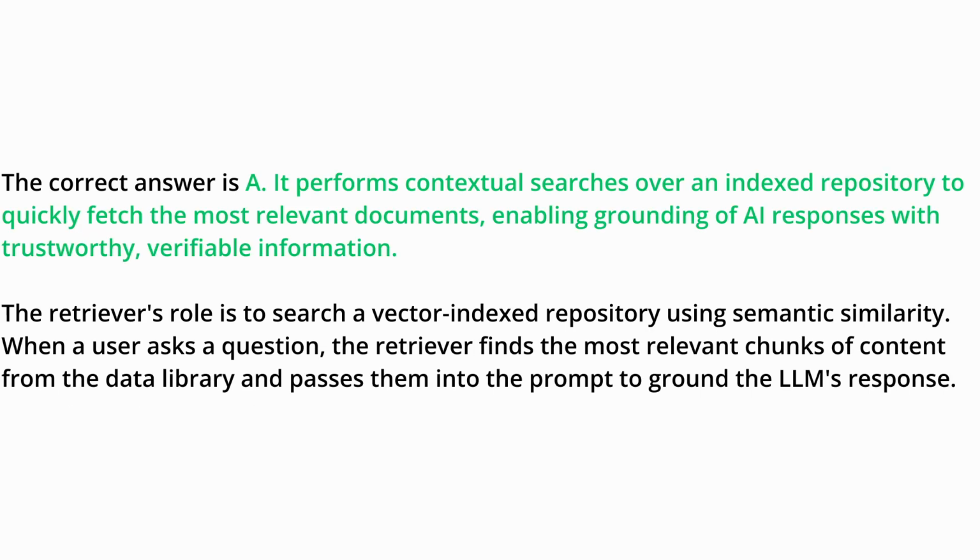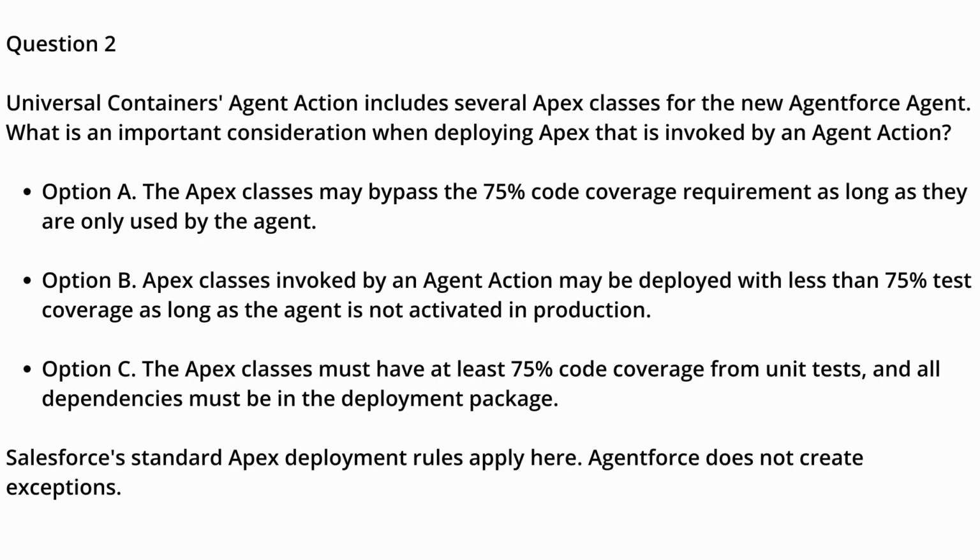The correct answer is A. It performs contextual searches over an indexed repository to quickly fetch the most relevant documents, enabling grounding of AI responses with trustworthy, verifiable information. The retriever's role is to search a vector indexed repository using semantic similarity. When a user asks a question, the retriever finds the most relevant chunks of content from the data library and passes them into the prompt to ground the LLM's response.